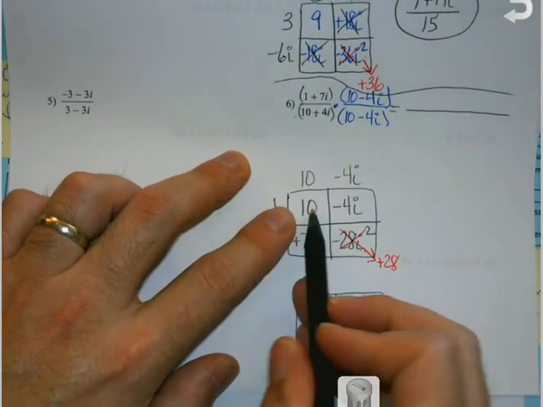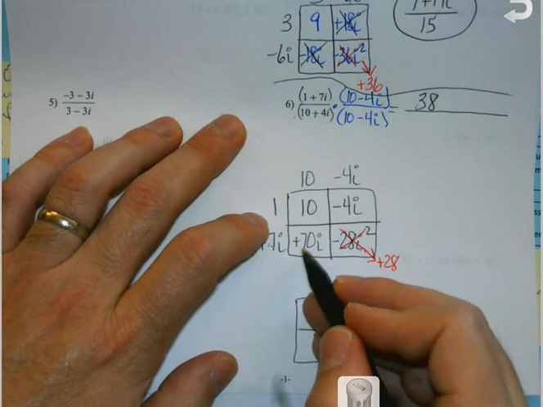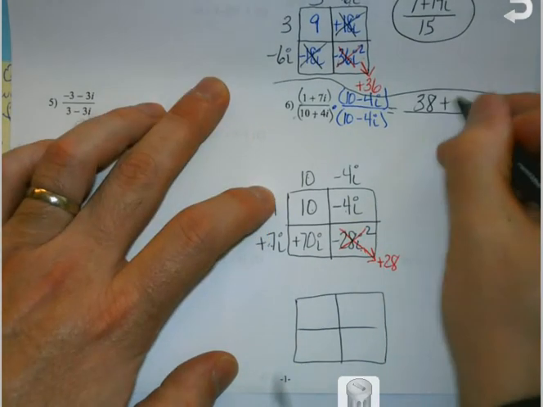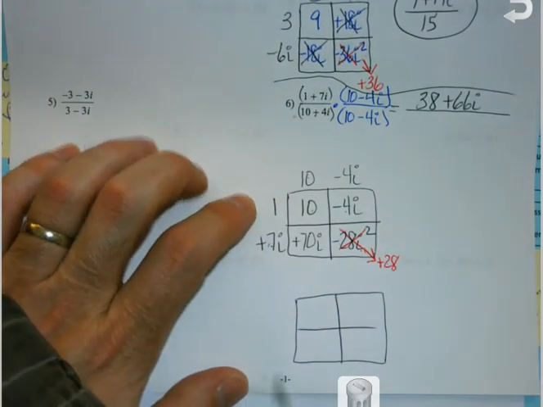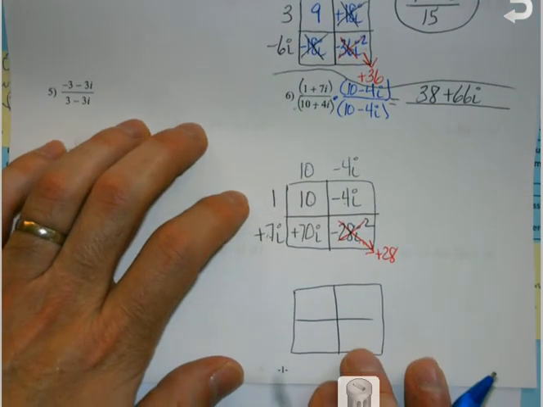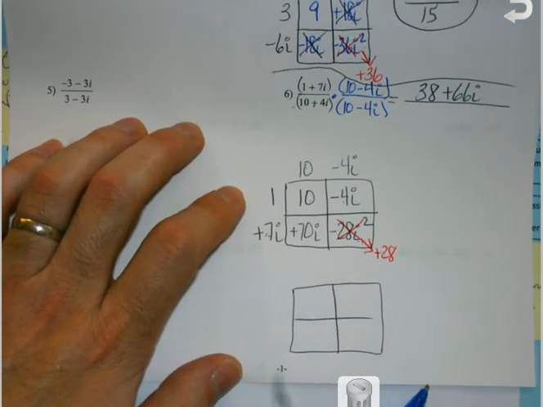And then I'm like, 10 plus 28 is 38. 70 minus 4 is 66. Okay, so I've got that first one done. You're like, dang, that's just the top. It is in this case.